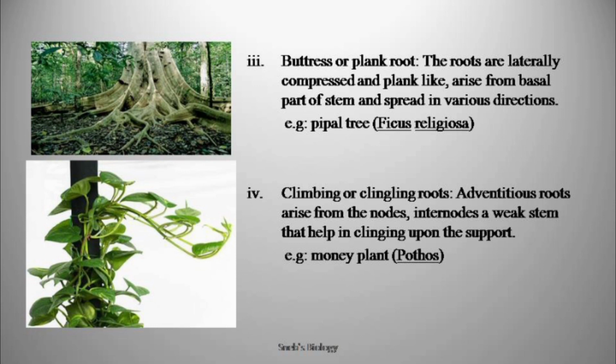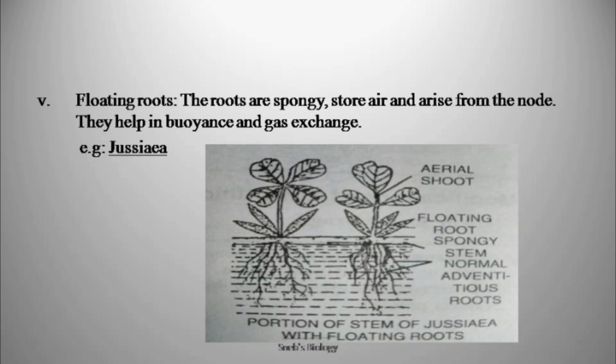In money plant, the stem is delicate and slender, and distinct nodes and internodes are present. So on one node we find a leaf growing, and on the other side there is a slender structure, and at the other node again a leaf growing and a slender structure. This slender structure is actually the climbing roots. The fifth one is floating roots. These roots are spongy, store air and arise from the node. They help in gas exchange. For example, Jussiaea.